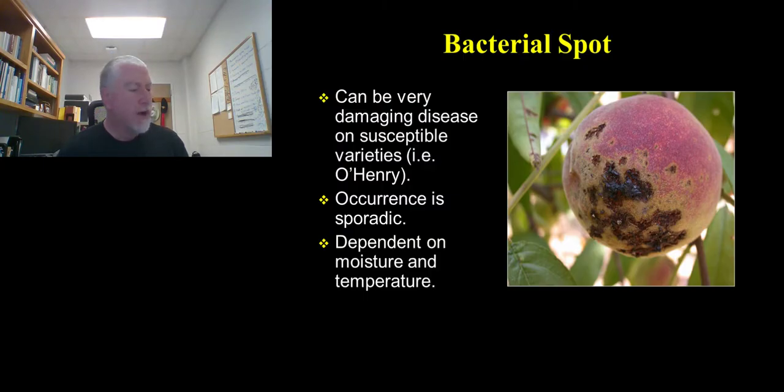So bacterial spot is caused by Xanthomonas arboricola pathovar pruni. Not that you need to know that, but it's a bacterial disease. Very damaging disease, especially on some of the varieties like O. Henry. It can be very sporadic, based on weather, especially wet, warm weather following bloom. And it's very much dependent on that kind of moisture and temperature effect that we see at that time frame.